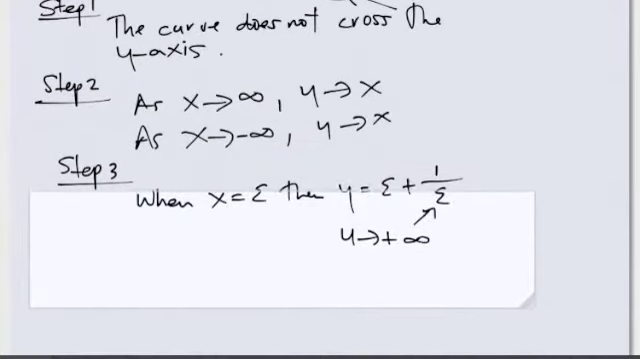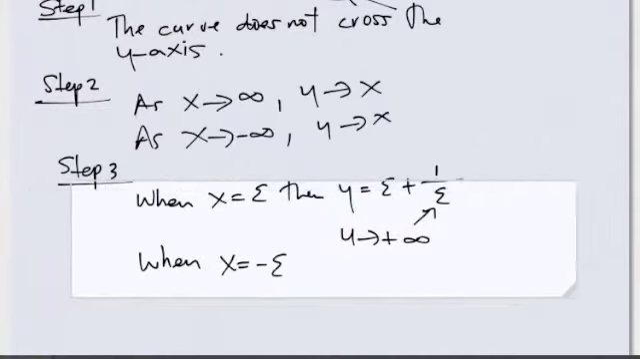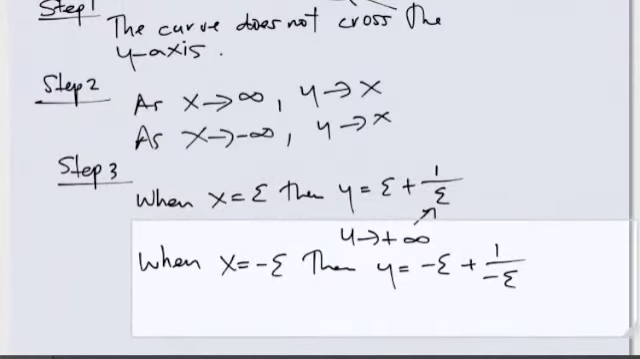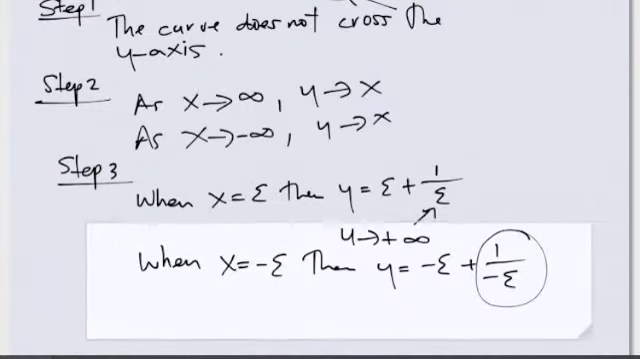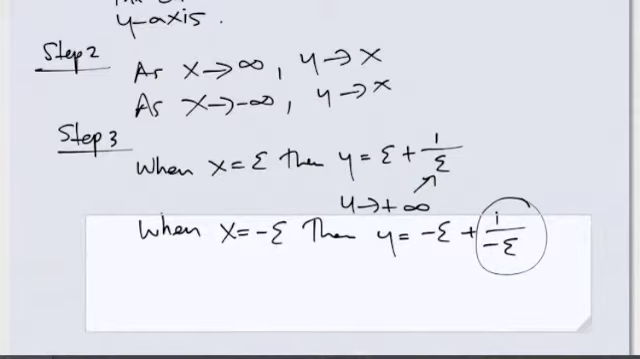When x is slightly negative, then y is minus epsilon plus 1 on minus epsilon. So 1 on minus epsilon is a very big negative number, so y approaches minus infinity when x is slightly negative.